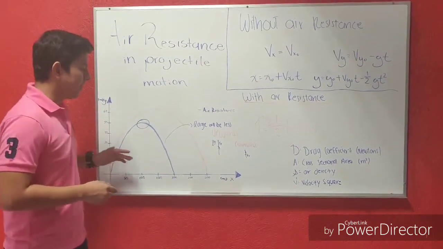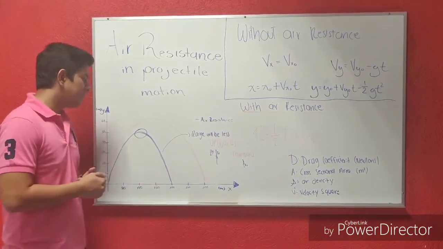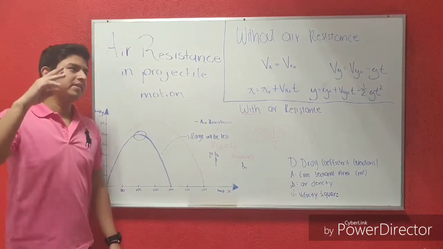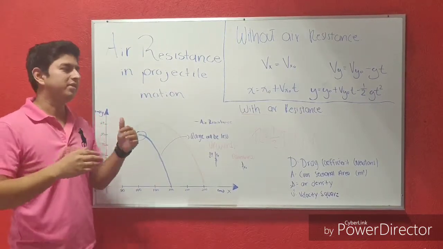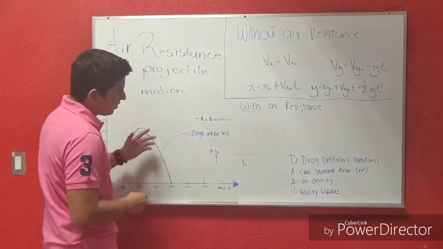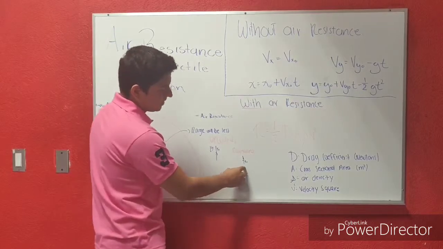When it's going along the x-axis, the range will be less due to the air resistance. And when the projectile is going upwards, we have the air resistance force going downwards, and also we have gravity. And when the projectile is going downwards, the air resistance force will always be opposite to the motion.